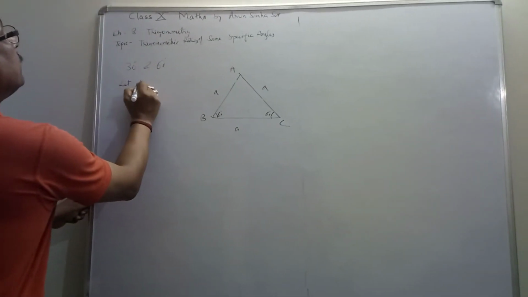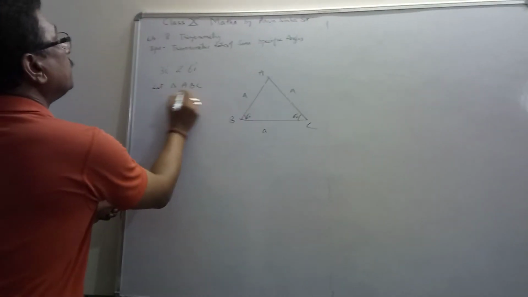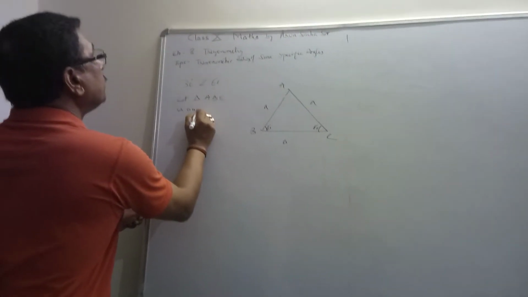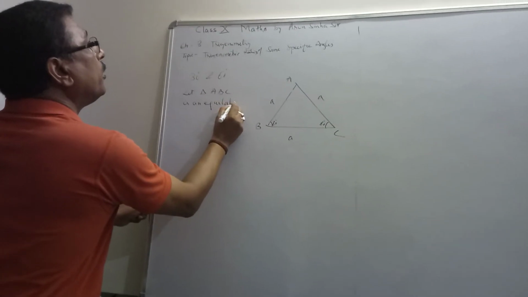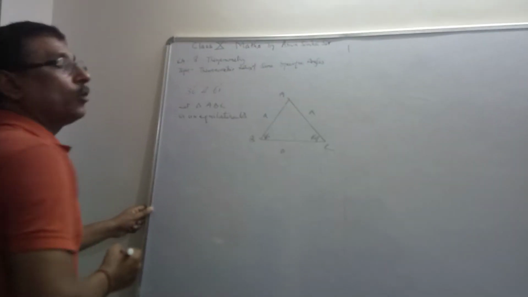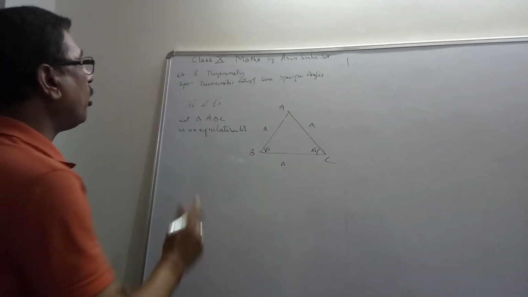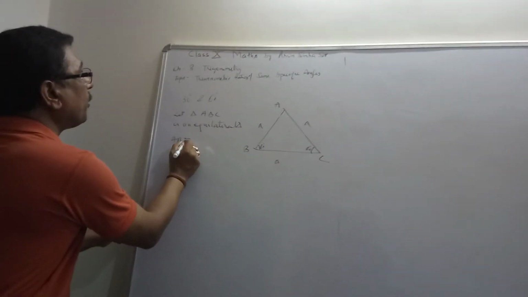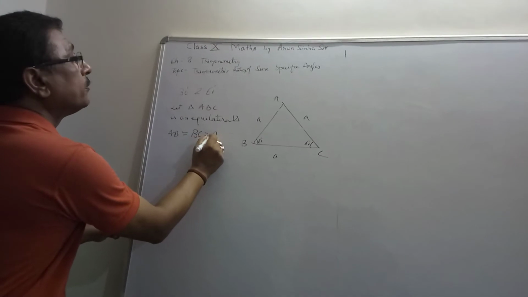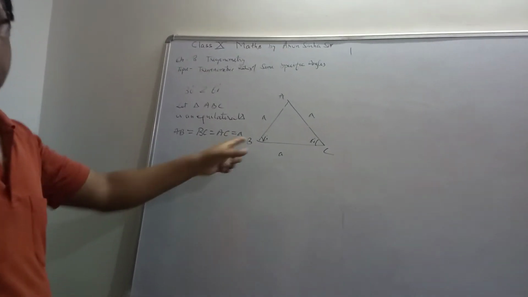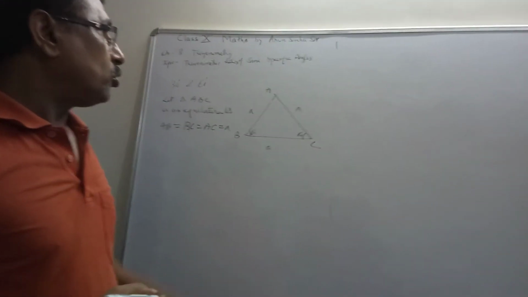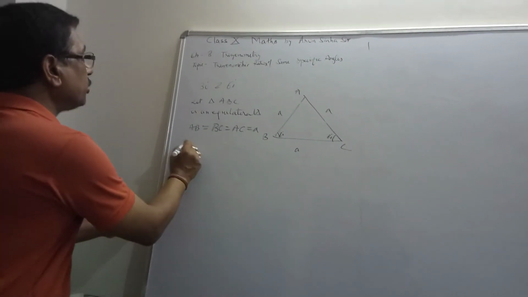Let triangle ABC be an equilateral triangle. Okay, so you can see all these angles are 60 degree and all sides are equal by the property of an equilateral triangle. Okay, so we draw a perpendicular. This is the construction.